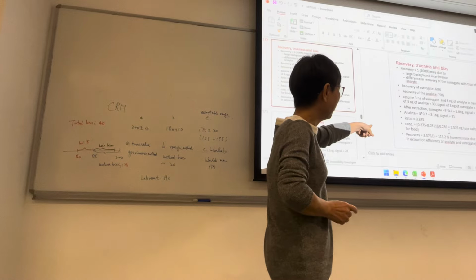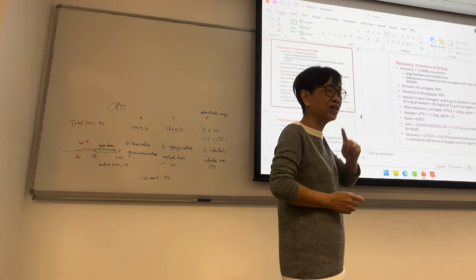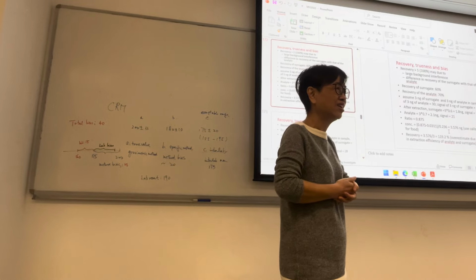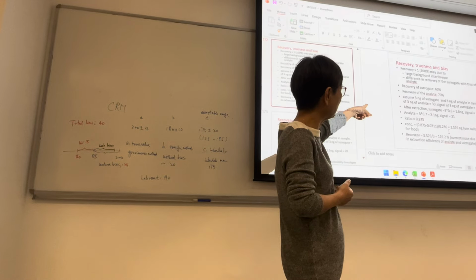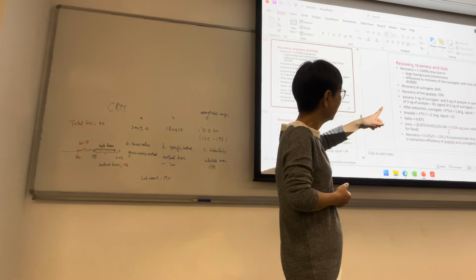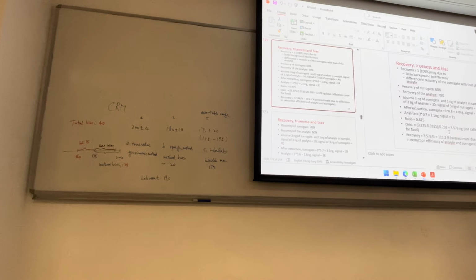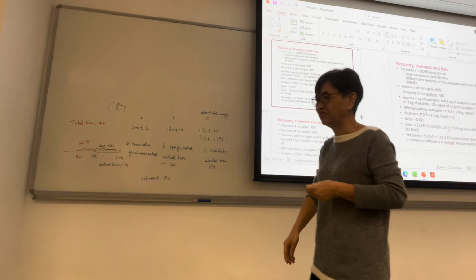So the recovery will be around 120 because the WASO has changed. Originally, the WASO should be, for 3 to 3, the signal is 30 to 40. Then the ratio is 0.75.